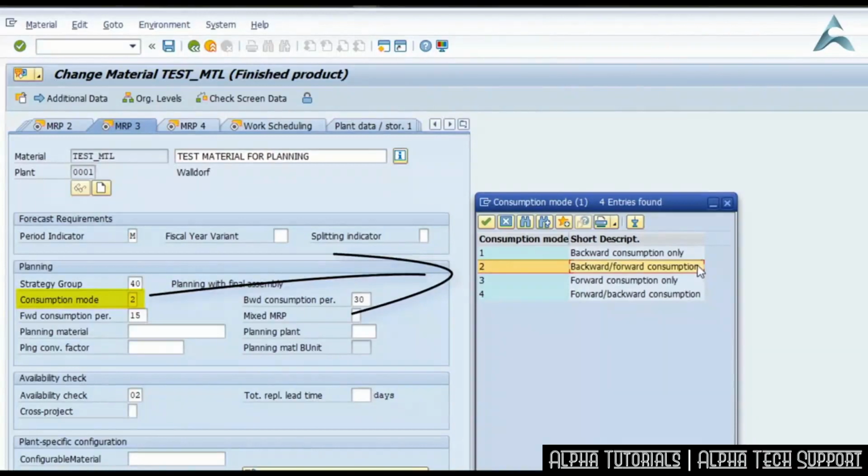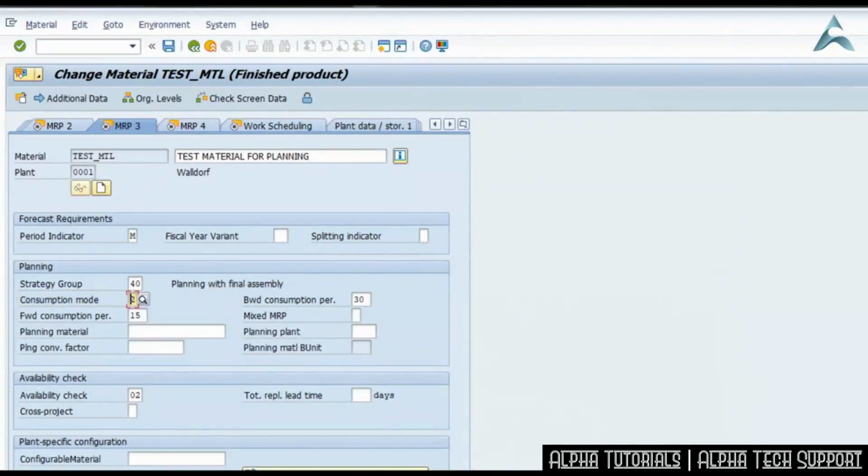But number 2 is the most common option I've seen in most organizations. Now that consumption mode will simply affect which direction on the time axis the system will search. The next 2 fields will define the number of days, business days, that the system will look in those directions. So the first field is the backward consumption period, followed by forward consumption period. As you can see, I have 30 days backward and 15 days forward.